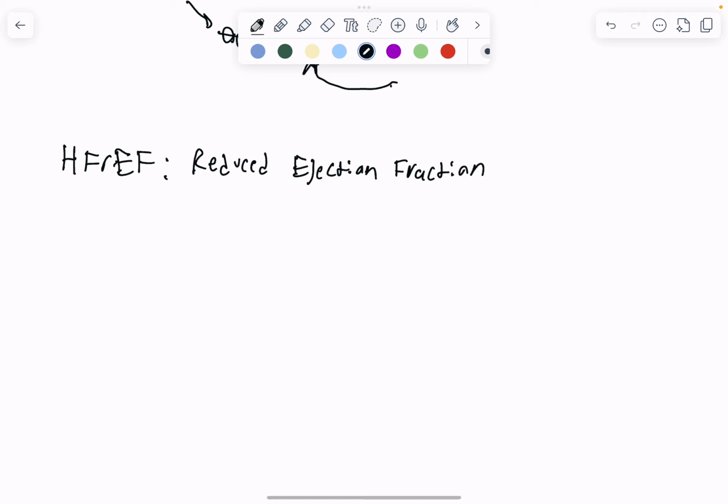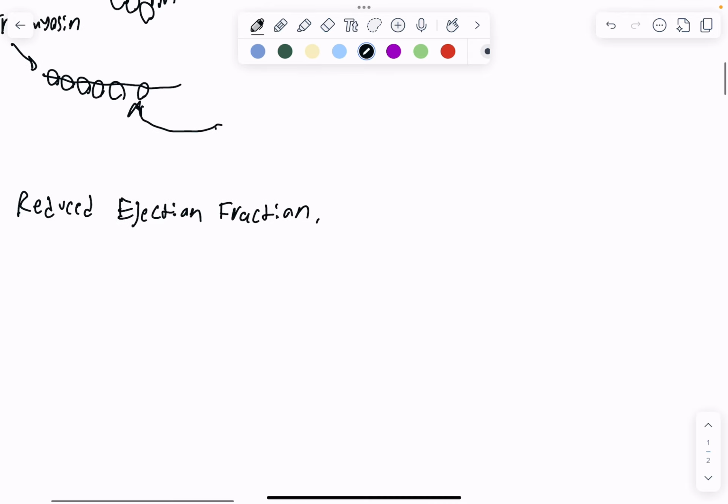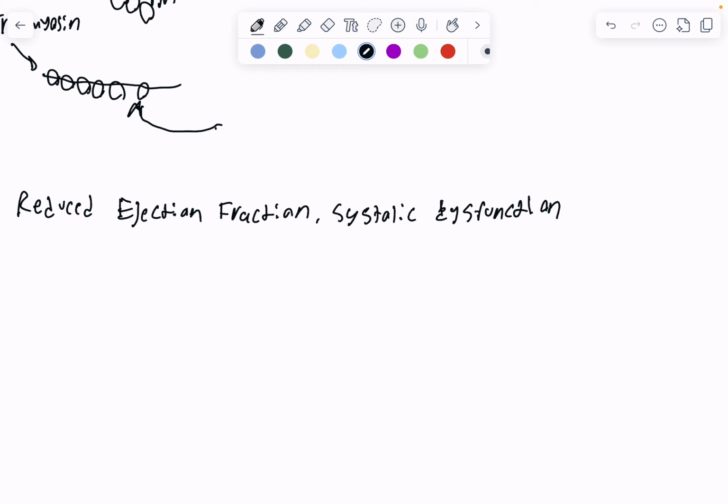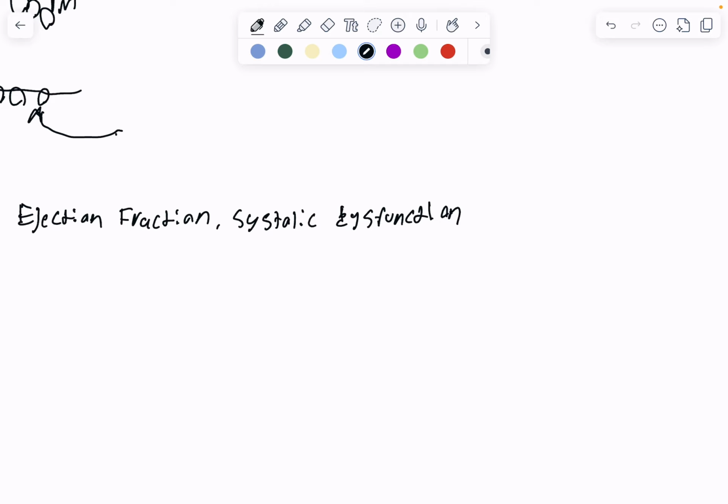And then HFrEF is usually due to systolic dysfunction, my apologies. So it's whenever you have trouble doing the actual contraction part. Systolic just means contraction, so you're having trouble with the contraction and getting blood out of the heart.